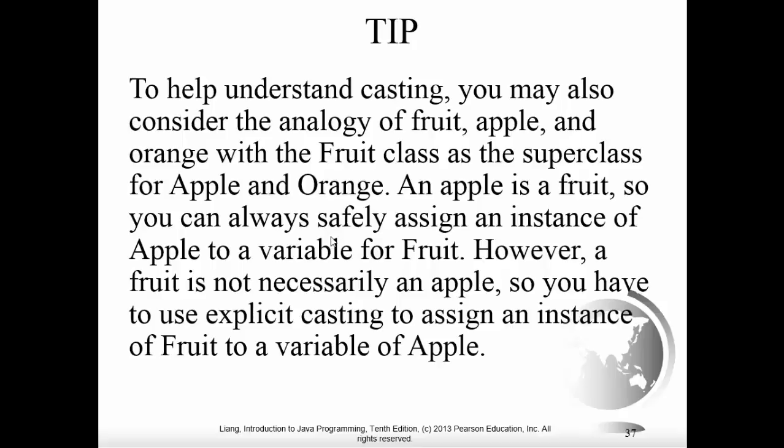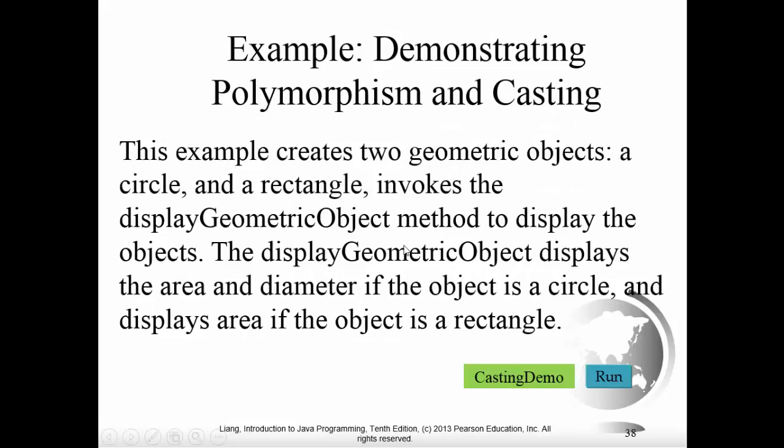To understand casting, an apple is a fruit, so you can always safely assign an instance of apple to a variable for fruit. However, all of the fruit are not necessarily apples, so you have to use explicit casting to assign an instance of fruit to a variable of apple.